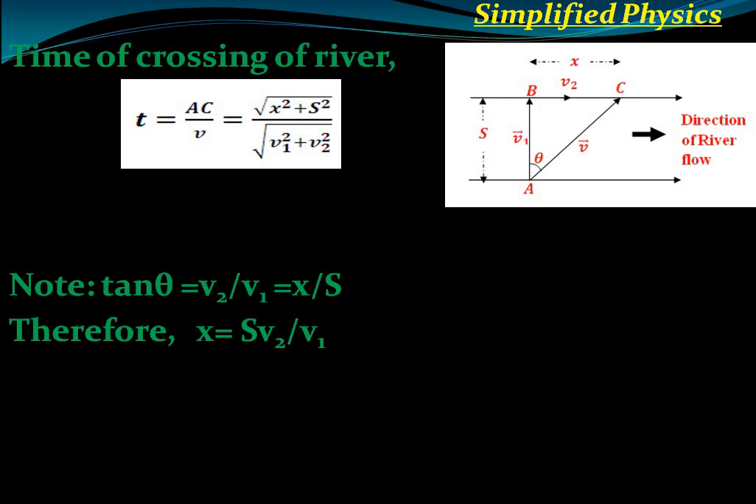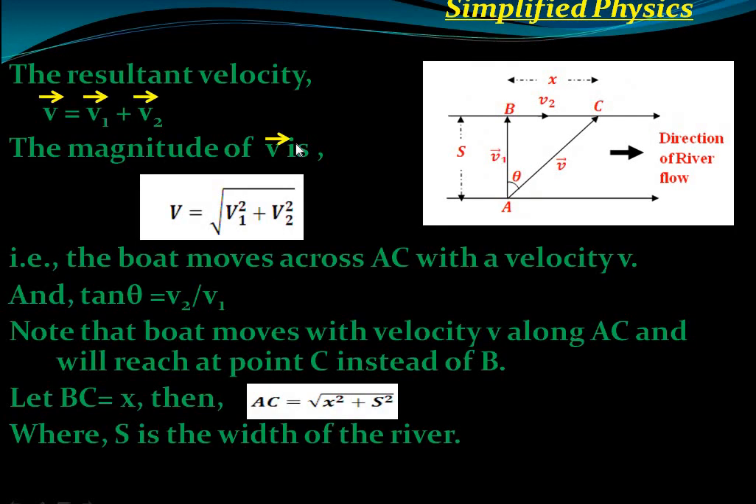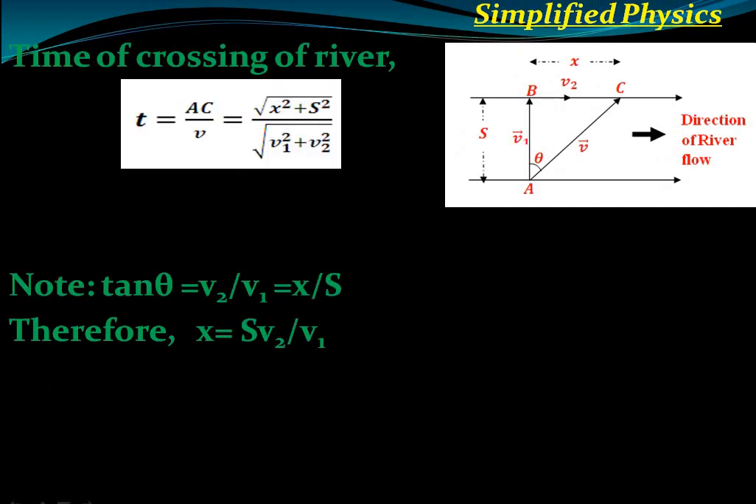And the time to cross the river, t equals AC by b, since velocity b equals displacement by time taken. So time to cross the river t equals AC by b, where AC equals square root of x squared plus s squared, as discussed before, and b equals square root of b1 squared plus b2 squared. And tan theta equals b2 by b1, also in terms of these distances tan theta equals x by s, so x equals s times b2 by b1.